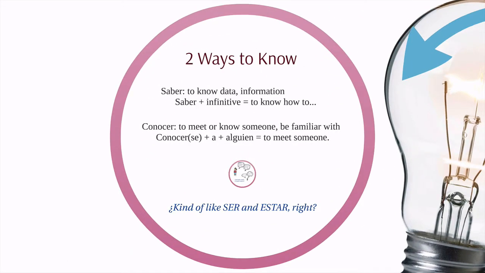Okay, so to start with, 2 ways to know. How do we divvy it up? Saber, which means to know, is about data and information. When we say saber plus an infinitive, we're saying to know how to. Let me give you an example. Yo sé dónde está la escuela. I know where the school is. That's information I possess. It's data. It's like your address. It's like your own name. It's like someone else's name. Yo sé su nombre. I know her name.